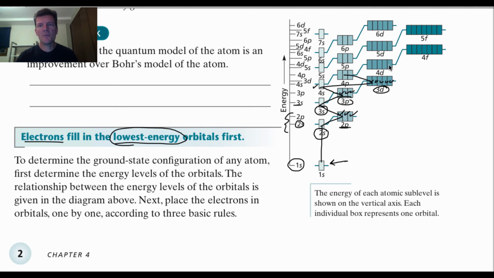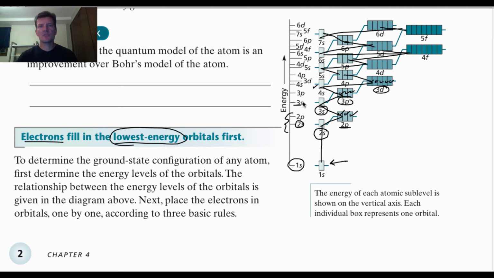I know there's a 4D and a 4F, but those are a little bit higher in energy than the 5S. So then we get the 5S, then the 4D, then you go to 5P, then you go to the 4F, I think, then we go to 6S, 5D, 6P, yep, and then you're going to do the 7S, 5F, and the 6D, or something like that.